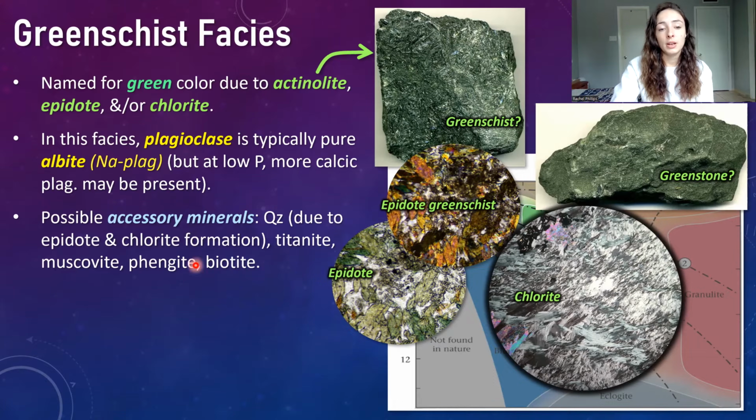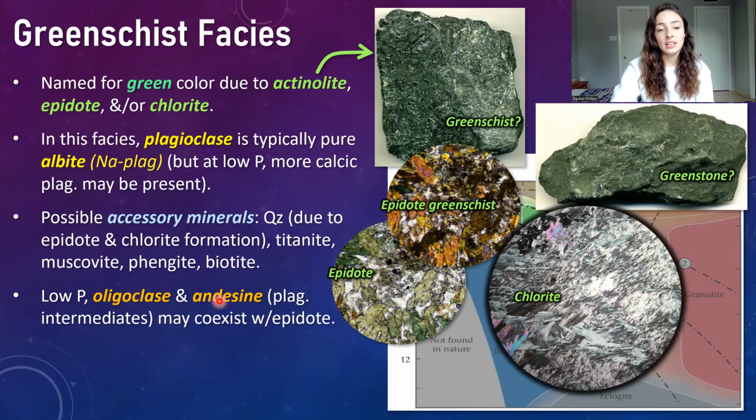Titanite, muscovite, fengite, and biotite also may form as accessory minerals. We'll show more examples of thin sections and pictures of these later. And oligoclase and andesine may coexist with epidote at low pressures, and these are plagioclase intermediates. So somewhere in between the really sodium-rich albite and the really calcium-rich anorthite are these oligoclase and andesine minerals, and they may show up as well.